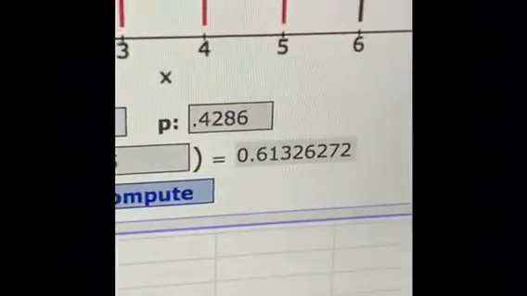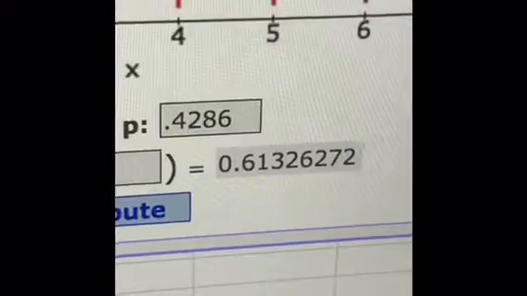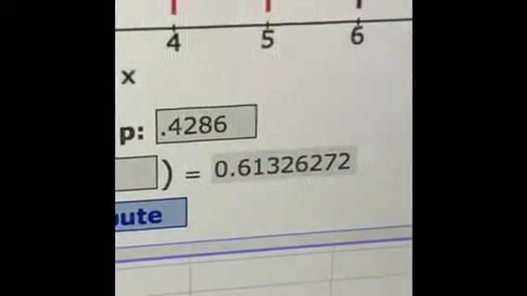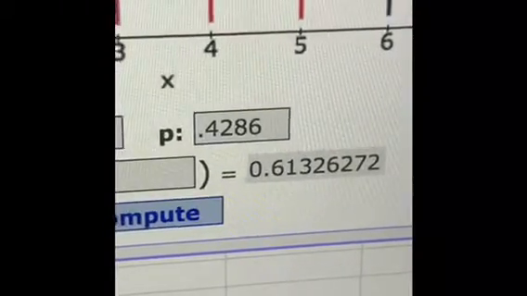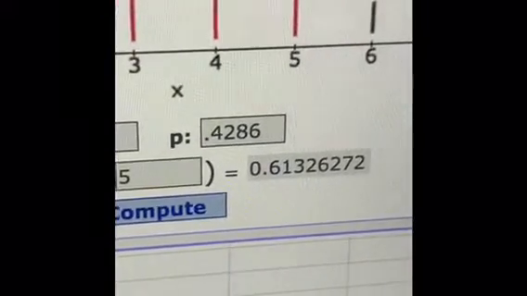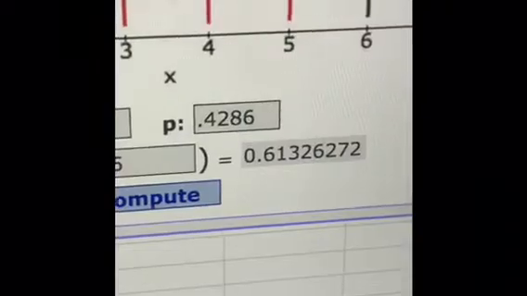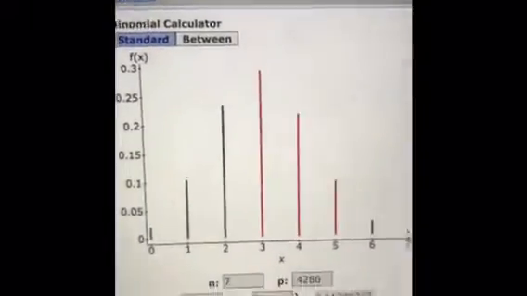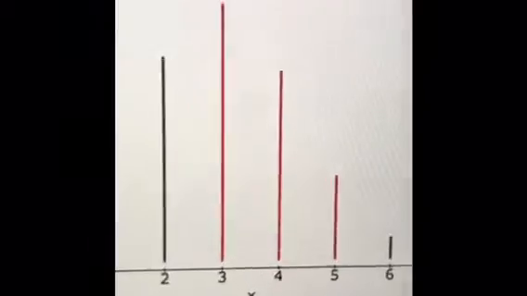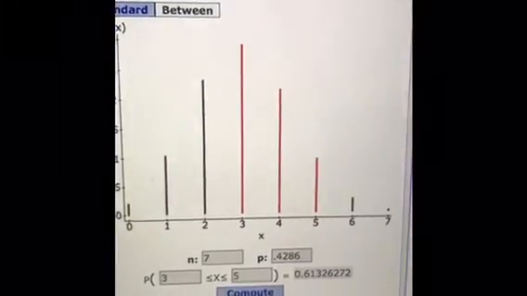And that comes out to 0.6132627. If we were to round that and put it in percentage form, there'd be a 61.3% chance of this happening. And then you got, obviously, the shading right here that shows the little window of success in red. So, yeah.